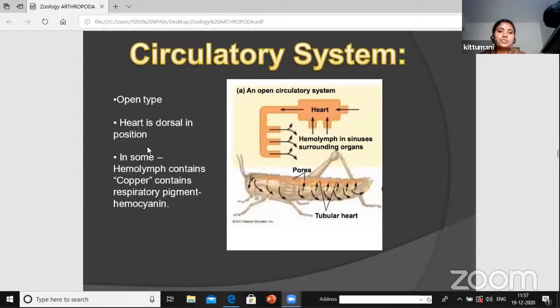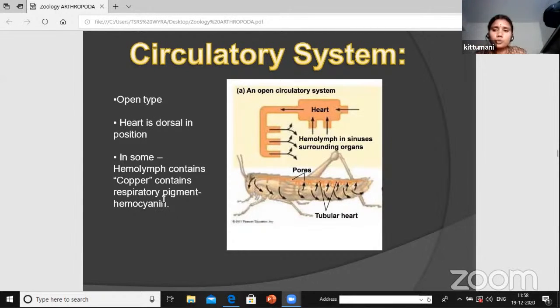Next, what is dorsal in position? Dorsal means this one. Ventral means this one. We already know. In the dorsal position, the heart is present. In some, hemolymph contains copper, contains a respiratory pigment, that is nothing but the hemocyanin. Okay, this is also important, the respiratory pigment. We already know about that.